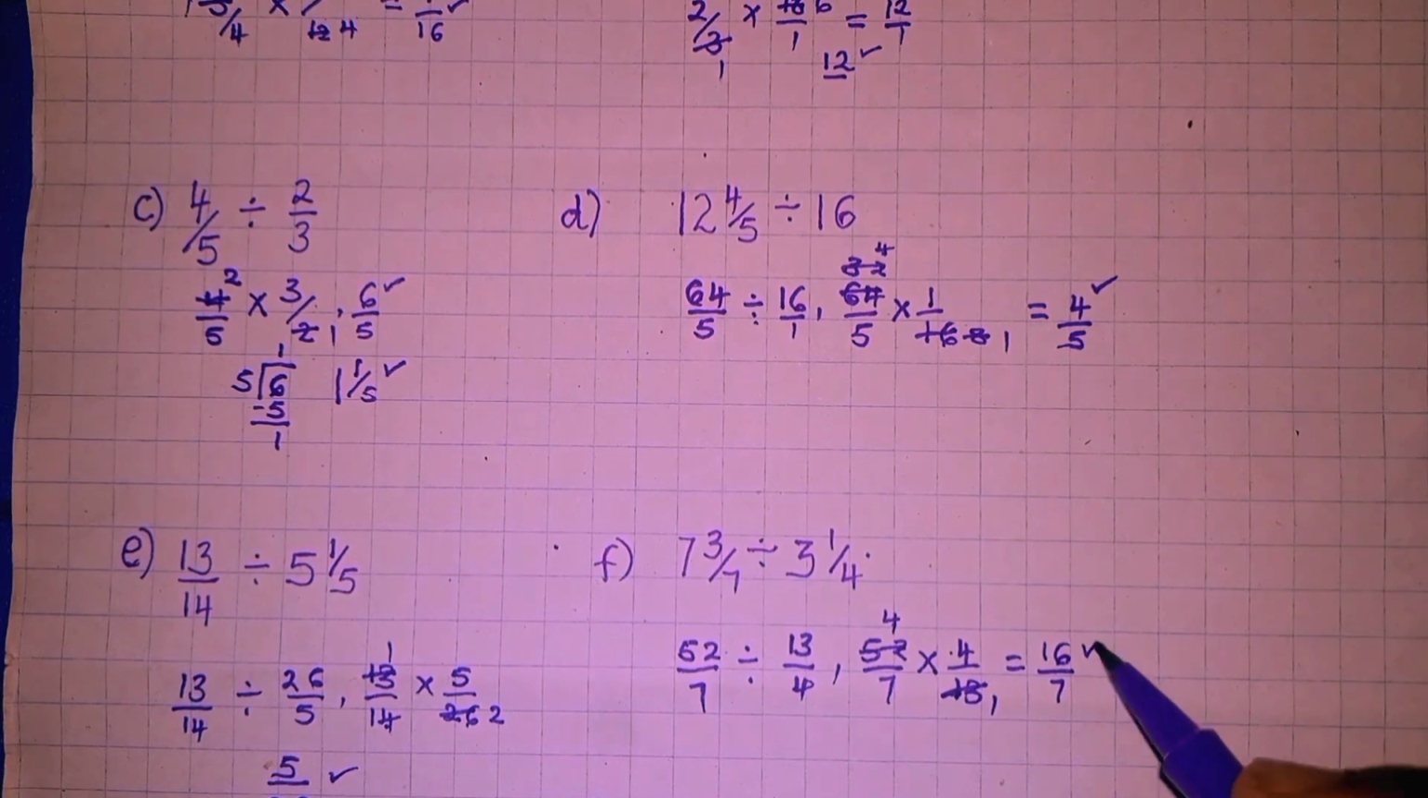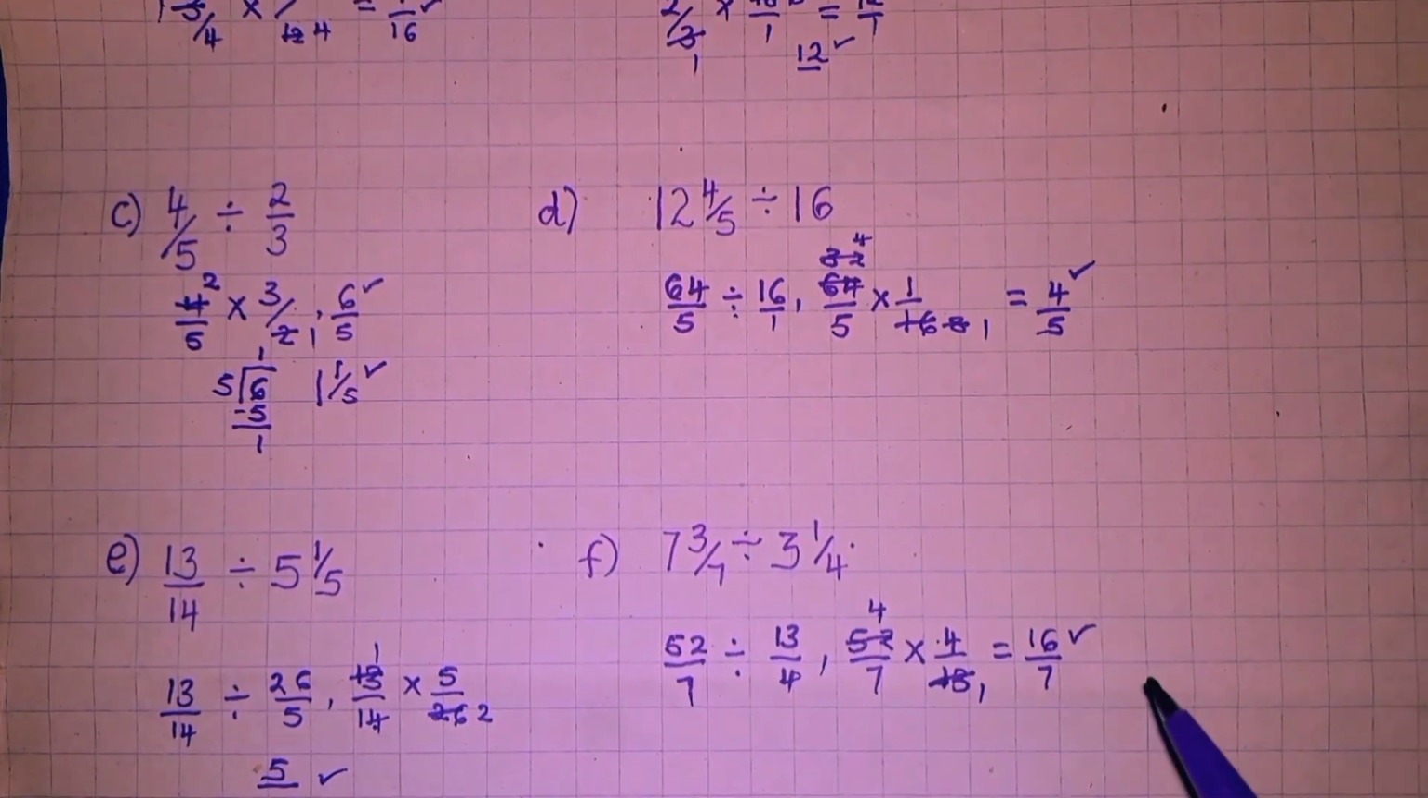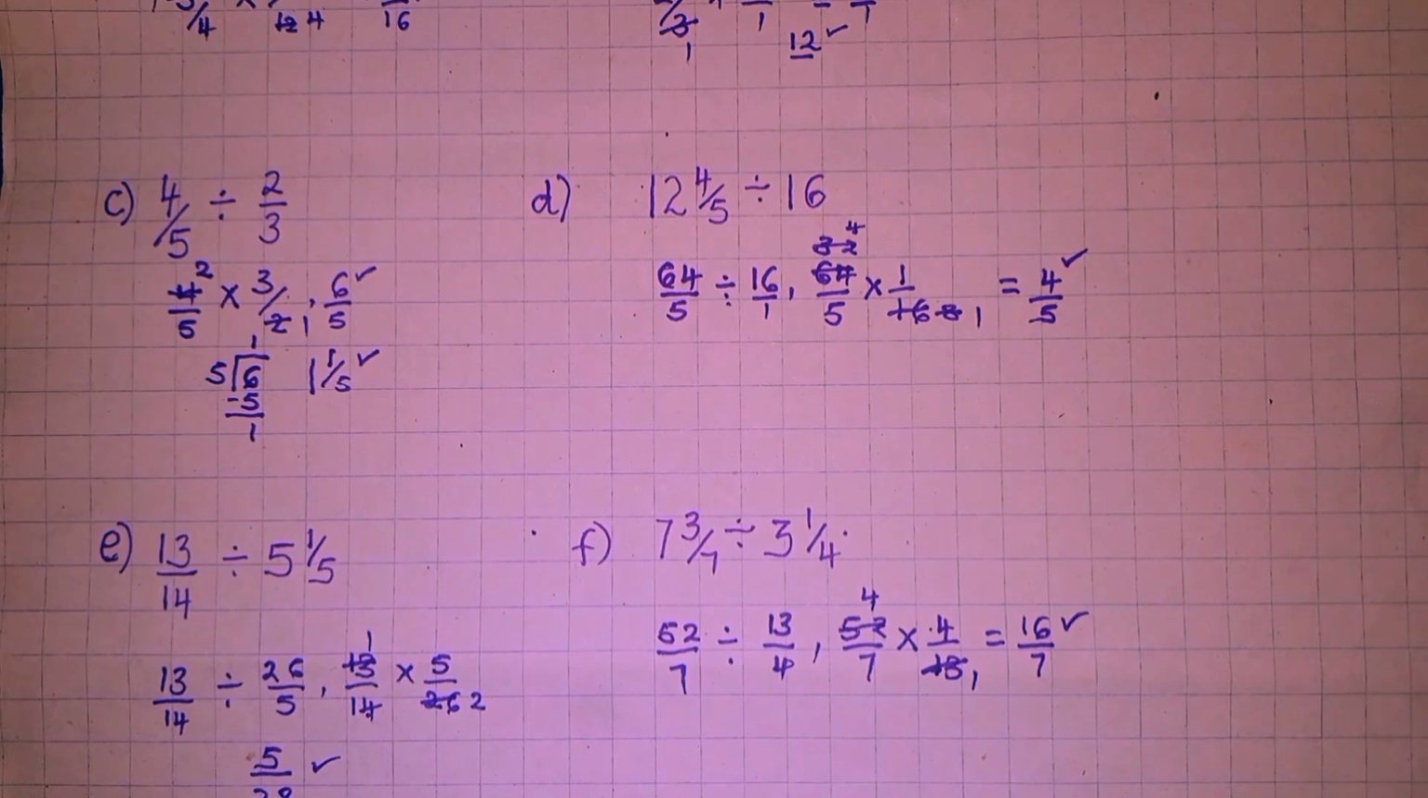So again we're saying that unless you are told to leave your answer as an improper fraction, you convert it to a mixed number. So 16 over 7, this one becomes 16 divided by 7. So we have 2 because of 14, remainder 2. So our answer becomes 2 and 2 over 7. That's the answer.